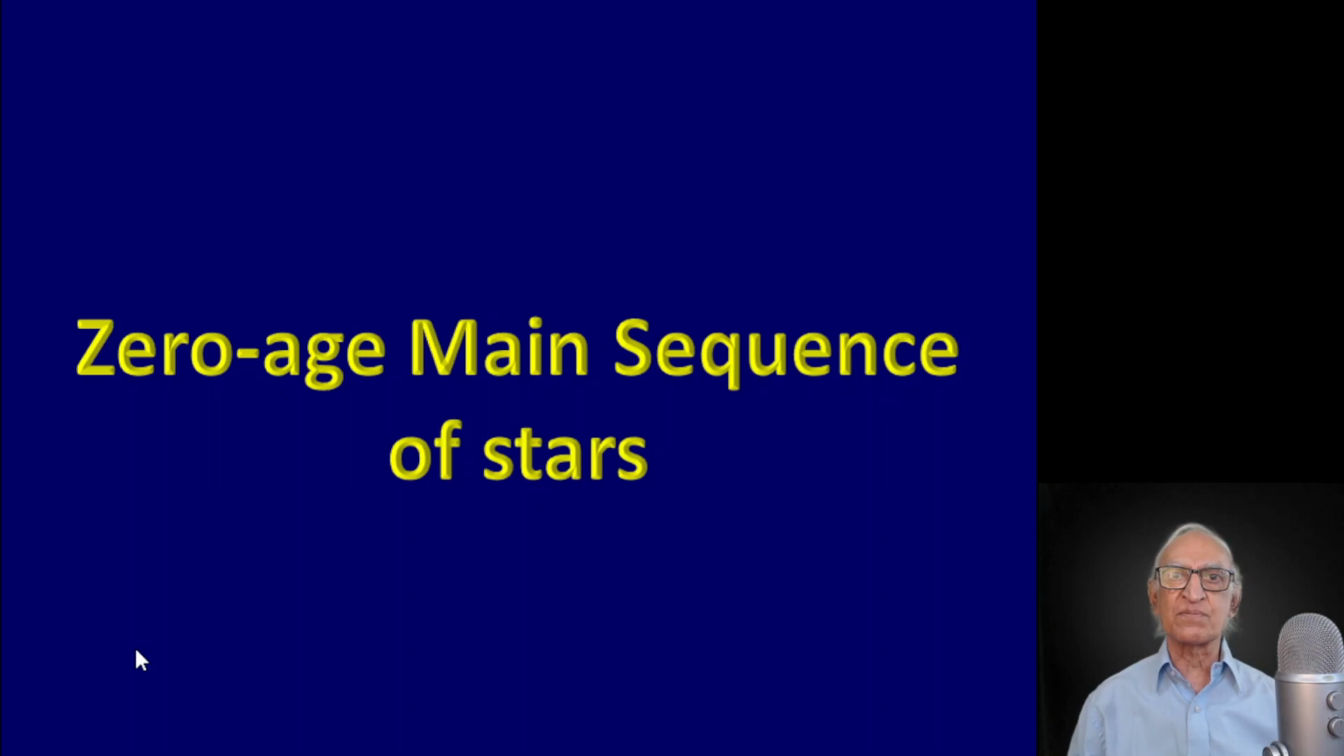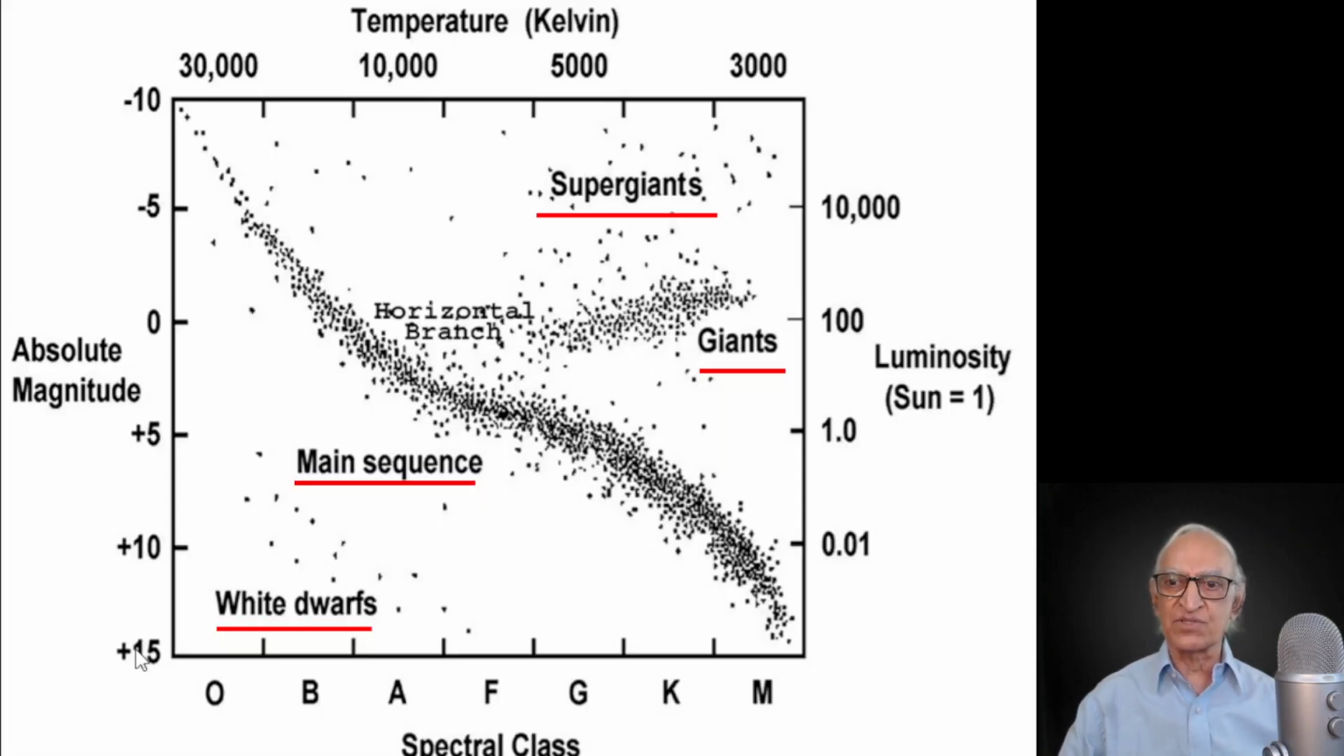The first concept I want to introduce to you is what is known as the zero-age main sequence of stars. I shall explain what this is by showing you this diagram, which is perhaps the most important diagram in stellar astronomy, and it goes by the name of Hertzsprung-Russell diagram, named after two most distinguished astronomers. Now let me explain the axes.